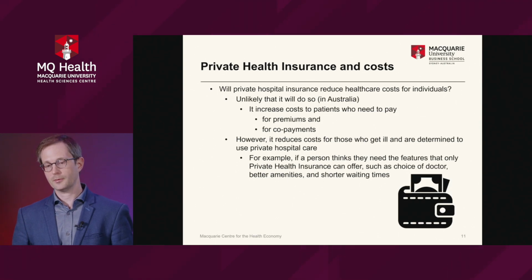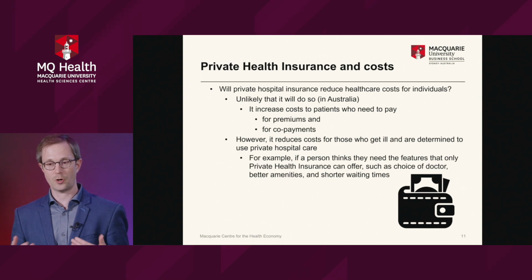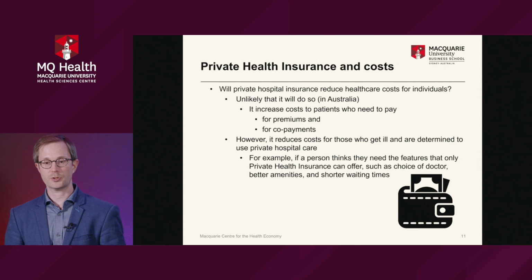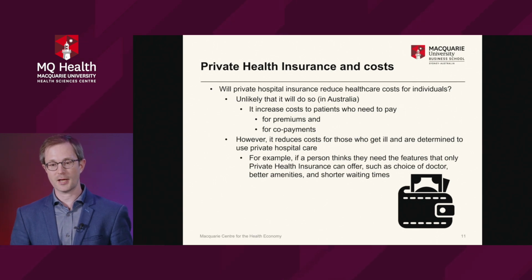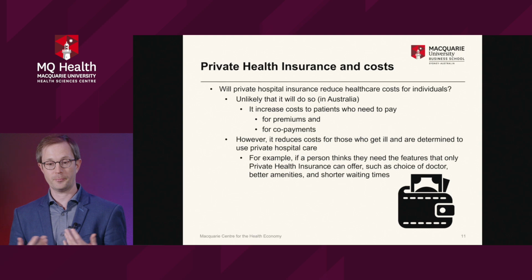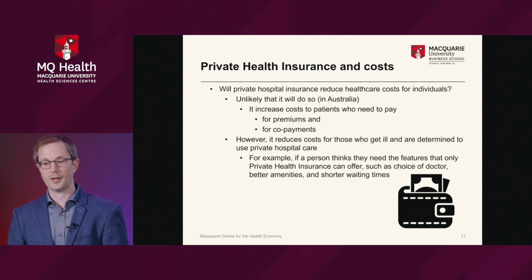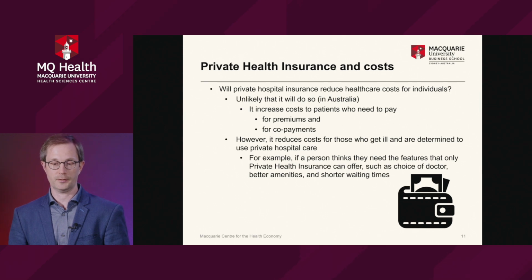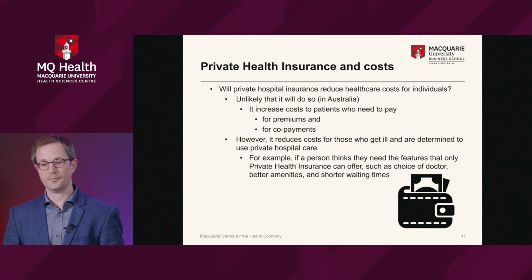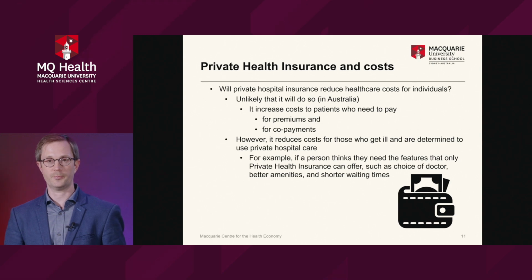And also, I started out with outlining that private health insurance is meant to reduce the financial shock or the financial exposure to costs. Now, will private health insurance in Australia reduce the healthcare costs for individuals? I think the answer is that it's unlikely that it will do so, because it increases the cost for patients because they will have to pay for premiums, and they will also typically have to pay for co-payments. It can reduce the cost for those who get ill and are determined to get private hospital care. For example, if a person thinks that they really need the features that only private health insurance can offer, such as choice of doctor, better amenities, or shorter waiting times, then eventually for that person the cost will be lower if they have private health insurance.